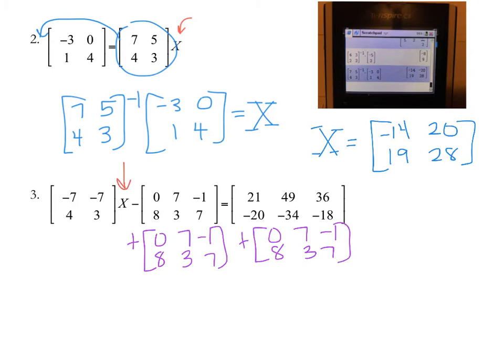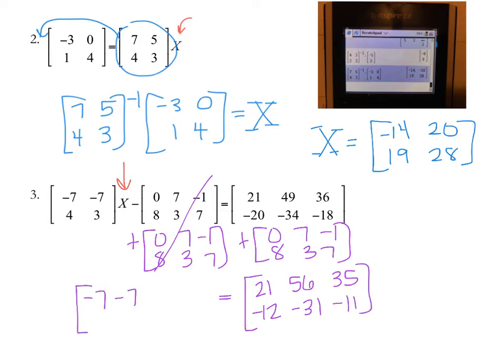Now, if you want to, you can type that in your calculator, but it's honestly less work to just add it by hand. So this is going to be 21, 56, 35, -12, -31, and -11. And then the other matrix that was left is going to come down with x.